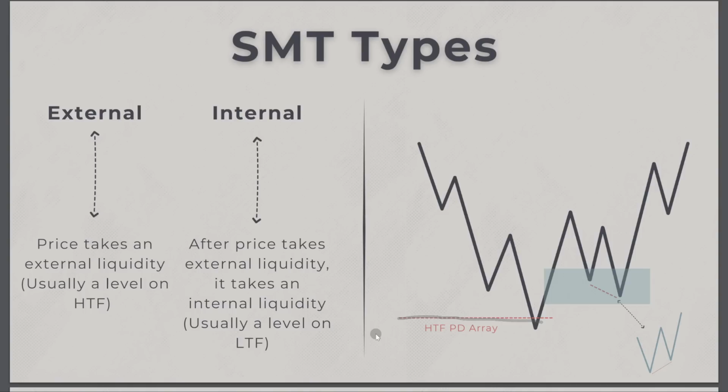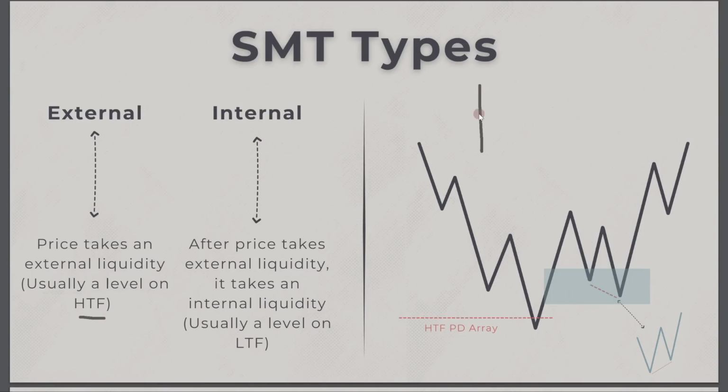So let's say we have a low on the higher time frame here. We have a POI below it or a fair value gap. Price takes that low in one pair and it doesn't take it on another pair. That for me is an external SMT. It's price taking an external liquidity, usually a level on the higher time frame.